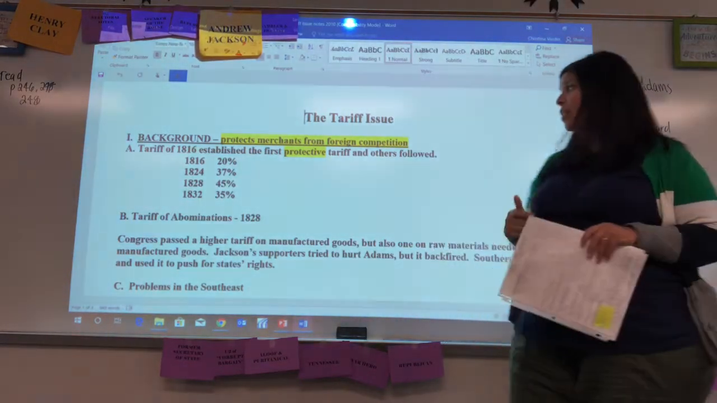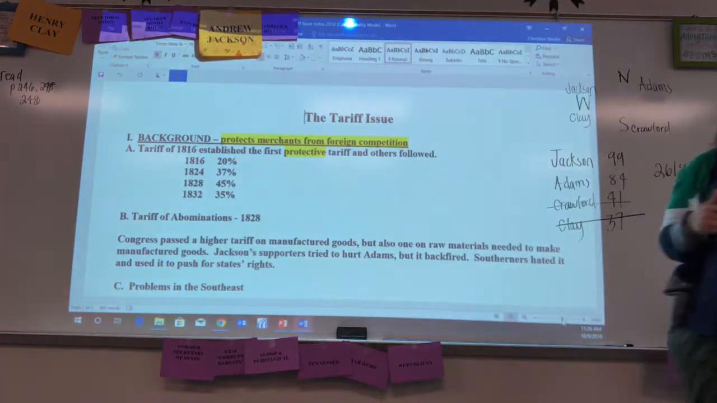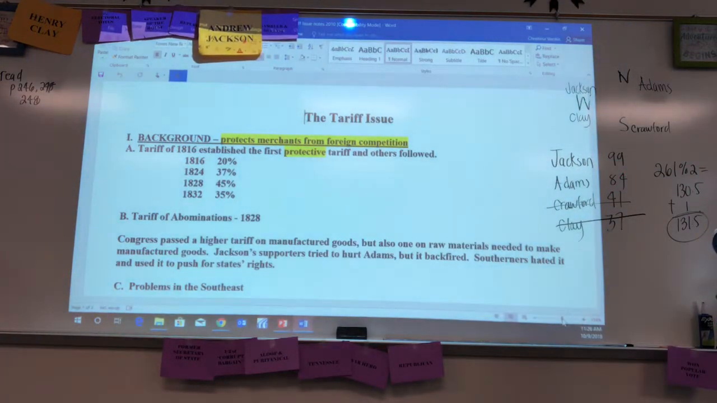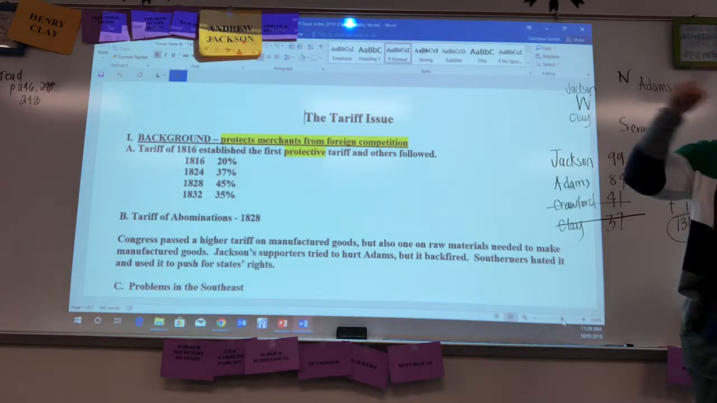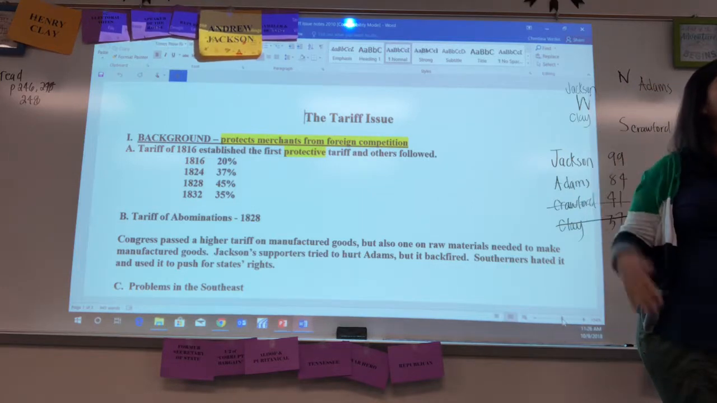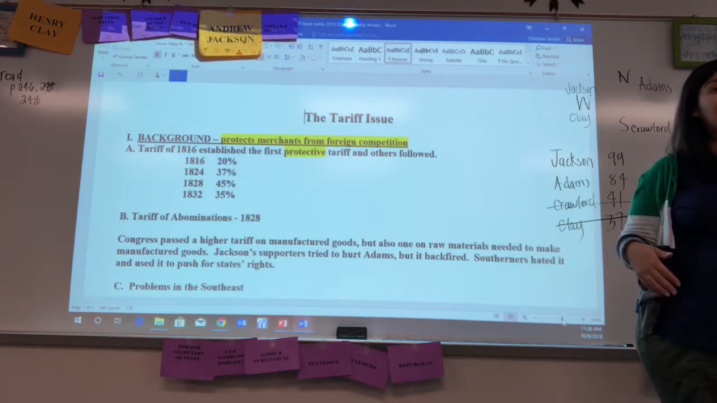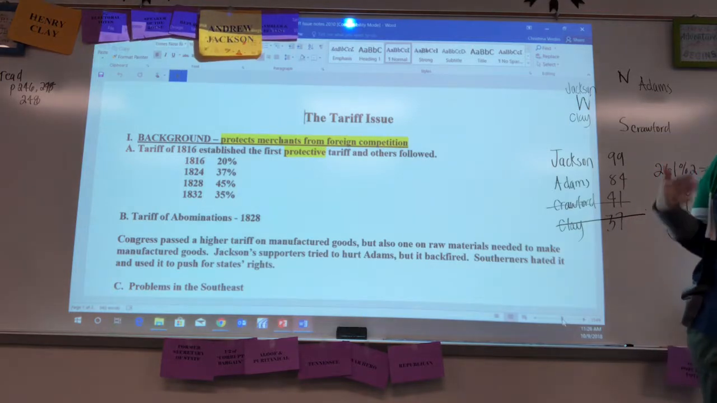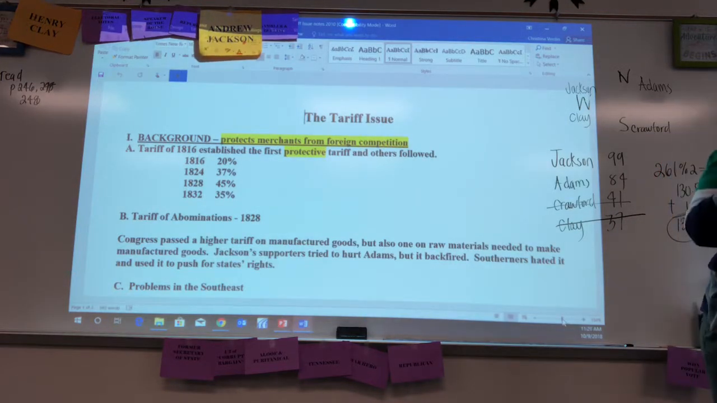1824, 37%. 1828, 45%. What's happening to the tariff? It's going up. Do we like it when taxes go up? Because what happens to our pockets? Do we have more money or less money? Okay, so we know that tariffs impact us, right? And so this tariff, the negative effect is because what's going to happen to price? Price is going to go which way? That's the negative effect of a tariff, and I'm going to explain this.